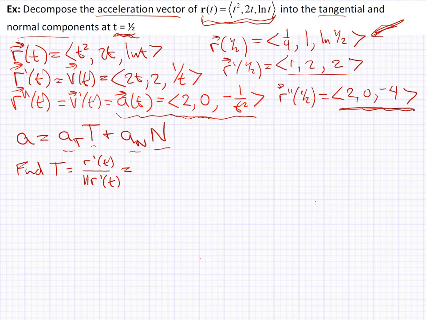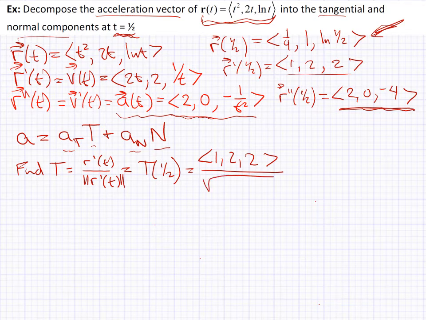And for this particular location, if we want to find t at a half, we have r prime at a half, which is 1, 2, 2. And then we want the magnitude of that, which would be the square root of 1 plus 4 plus 4. So that's going to be the square root of 9, which is 3. So then I'm going to get 1/3, 2/3, 2/3. So there's t. Pretty easy to find at this particular location.